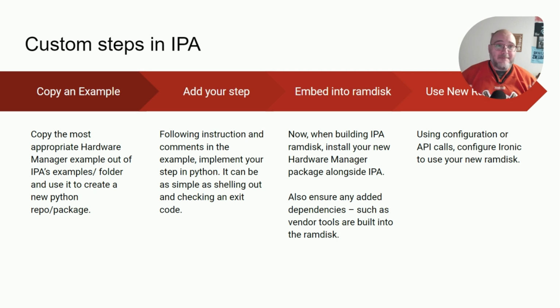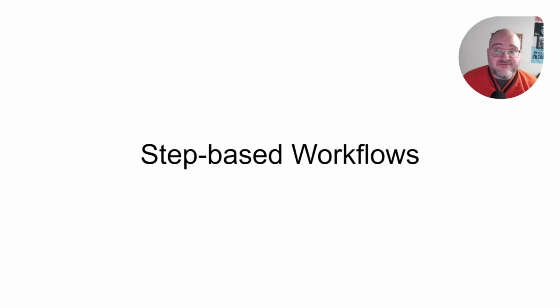Now, you just have to embed this hardware manager into your RAM disk. And all you have to do to make this happen is to do a pip install of that newly created Python package inside of the same virtual environment that Ironic Python Agent is installed in. So you just put them side by side, and Ironic Python Agent will pick up the new hardware manager that's added. And then, using configuration or API calls to update the node, you can tell Ironic to use your new RAM disk.